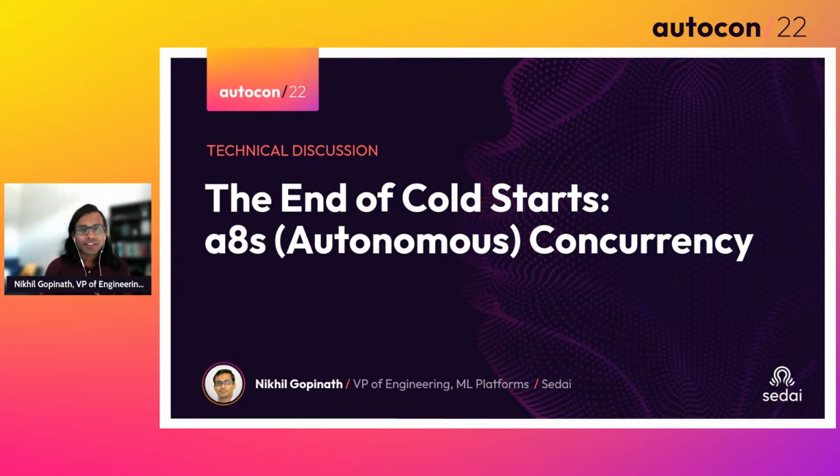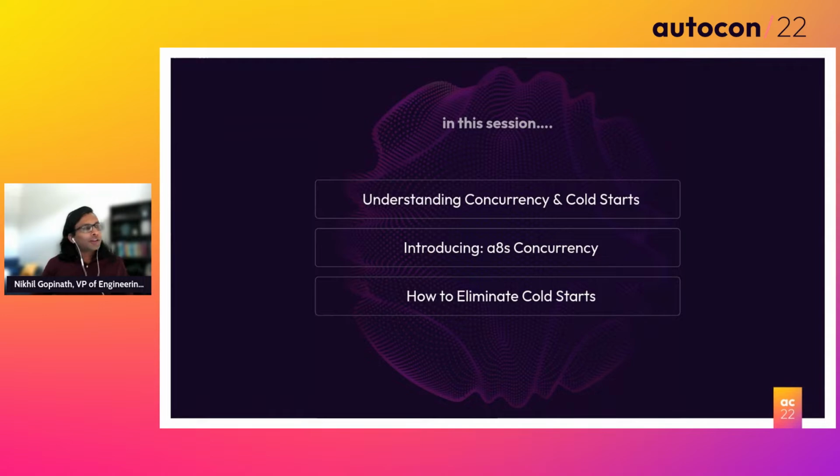And the topic of my presentation here is the end of cold starts and autonomous concurrency within Sedai. The objective of this session is I'll walk you through the history of cold starts, what causes cold starts, and what is the relationship between cold starts and concurrency. And what we're introducing as a part of this session is Sedai's offering to curtail cold starts using autonomous concurrency. And as we stylize autonomous as AITS, that's what we mean by AITS here, which stands for autonomous. And I'll also walk you through how we eliminate cold starts and how the process actually works within Sedai.